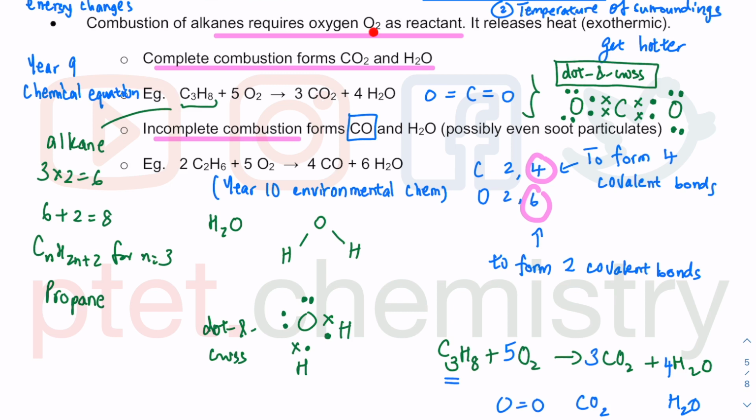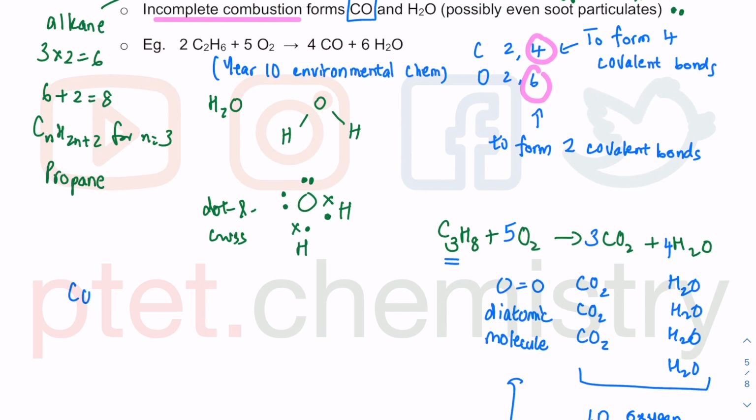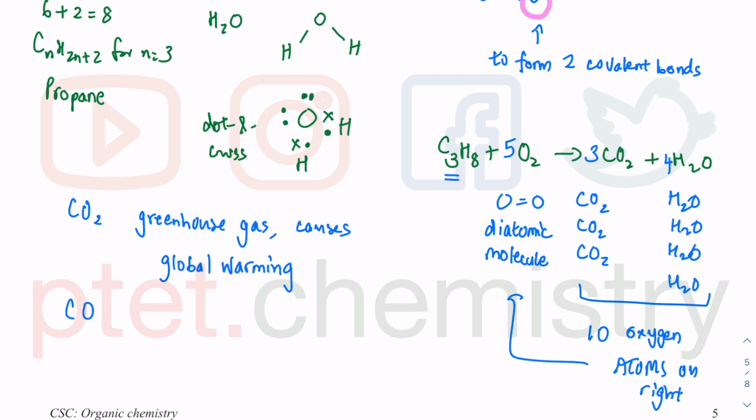Carbon dioxide is a greenhouse gas. So CO2 is a greenhouse gas. A greenhouse gas can cause global warming. It can cause the whole world to become hotter. It can cause prolonged period of drought without water. It can kill crops, etc., etc.